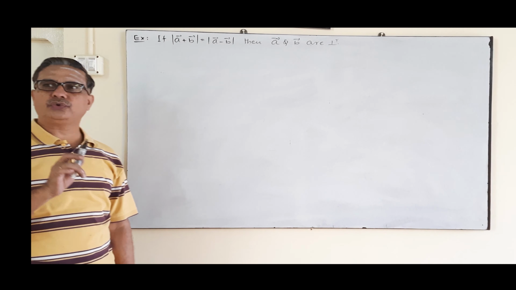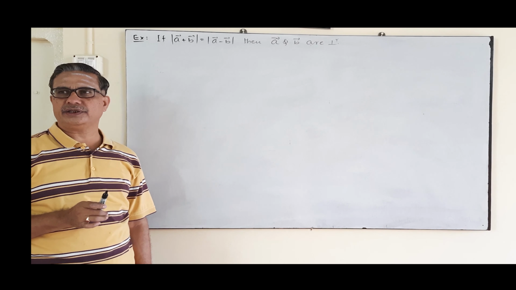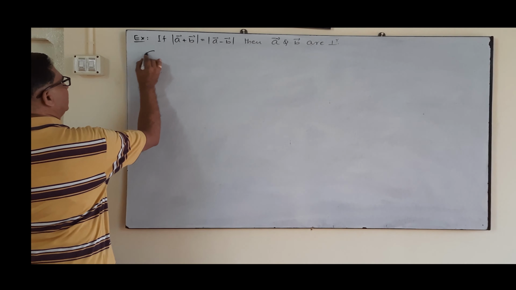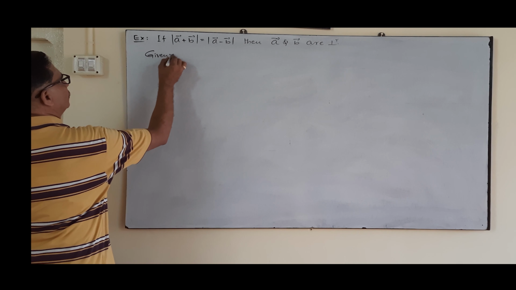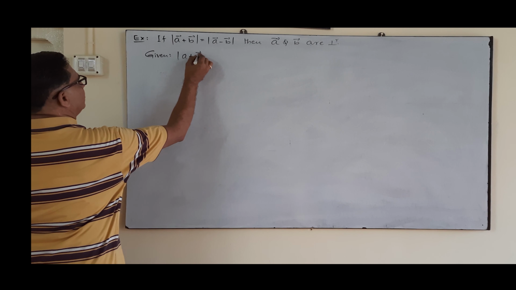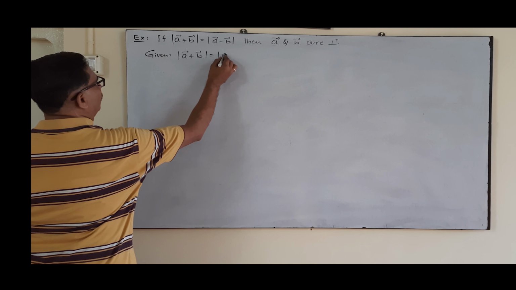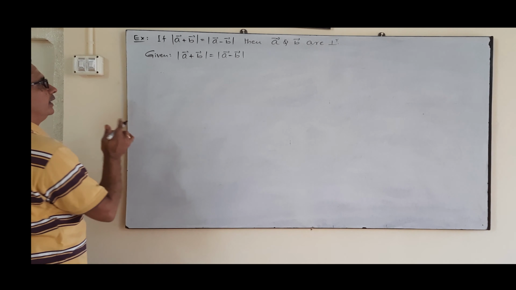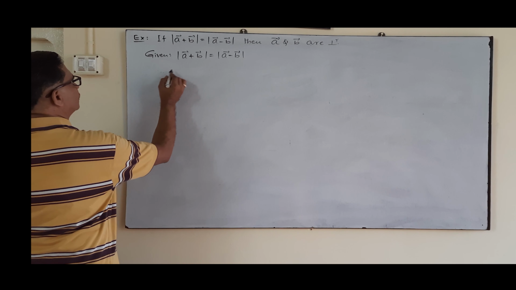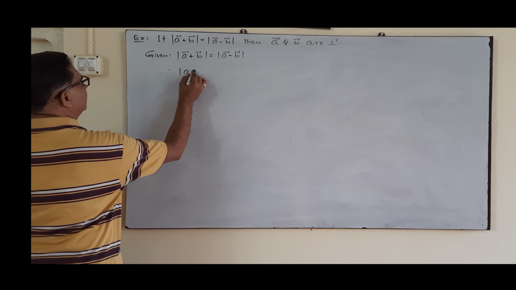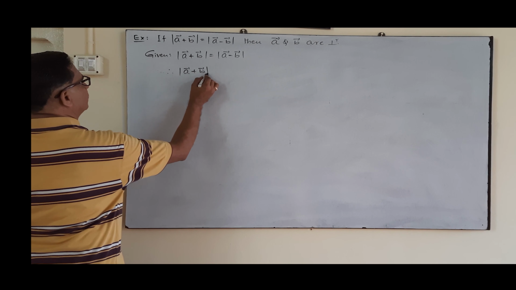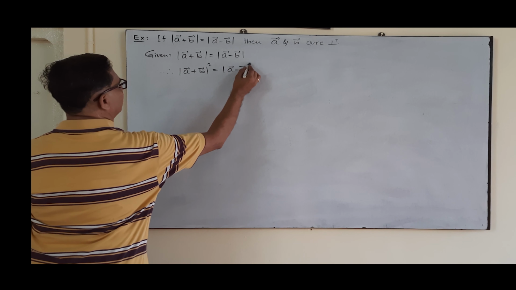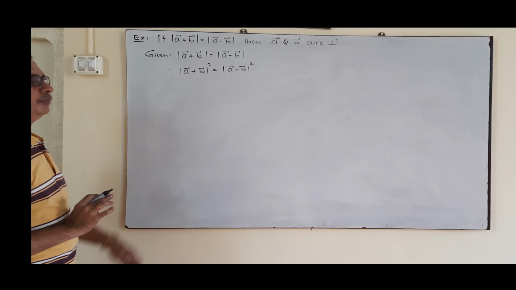As you know, if two vectors are perpendicular, the condition is a dot b is equal to 0. Now here the given data: magnitude of a plus b is equal to magnitude of a minus b. Now to prove a and b are perpendicular, what can you do? Squaring on both sides. What happens? Magnitude of a plus b to the power of 2 is equal to magnitude of a minus b to the power of 2.